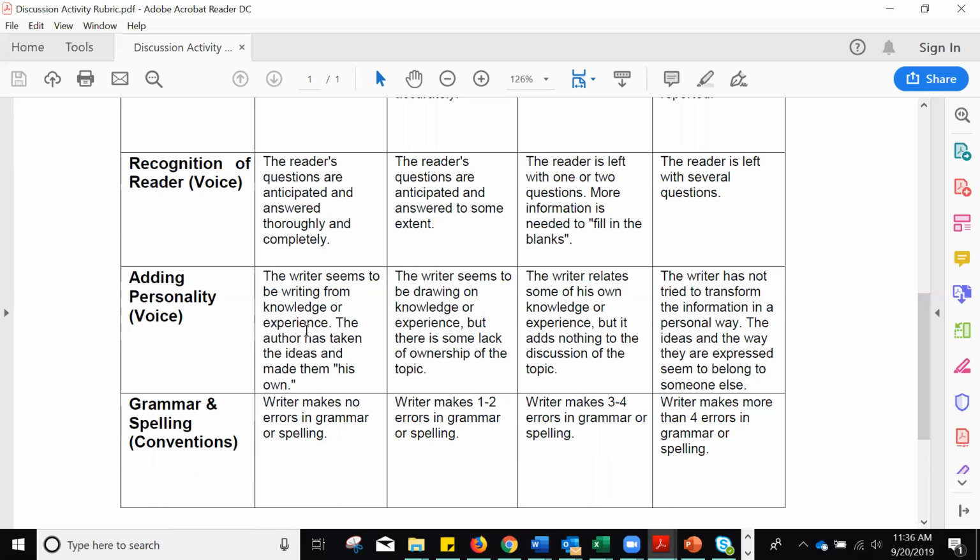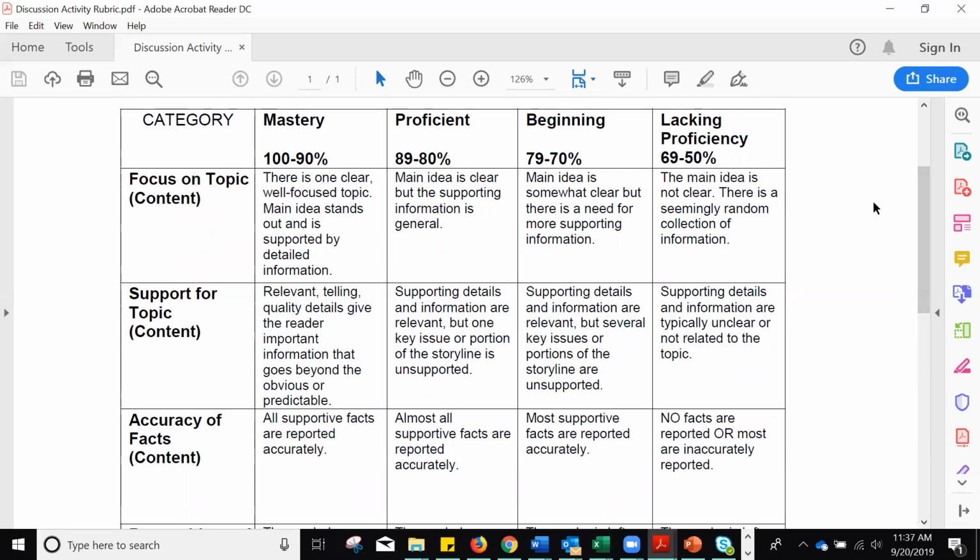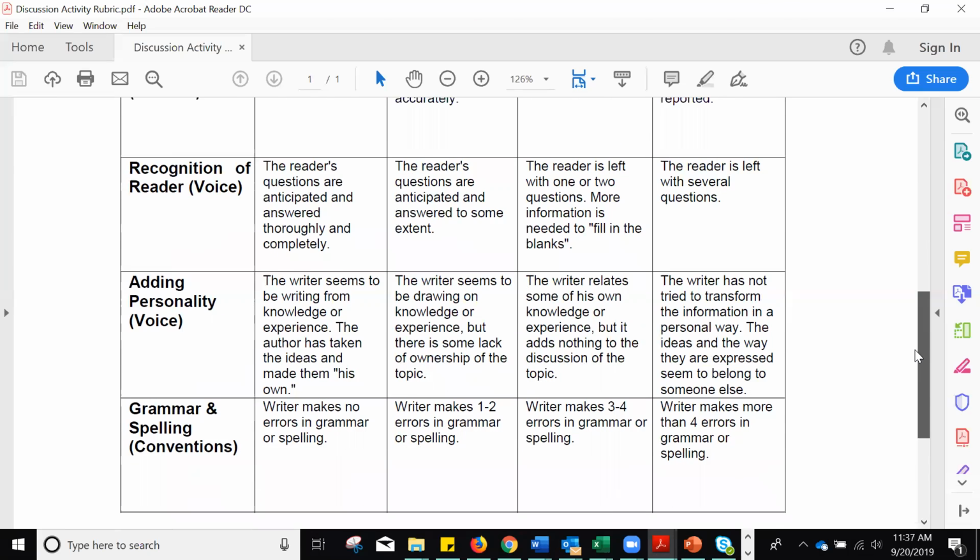And then lastly, you want to make sure that you make no errors in grammar or spelling. This is very important to your grade, is that you do not have any of those errors, because if you do, look across the rubric. If you are making 4 or more grammar or spelling errors, it actually qualifies as lacking proficiency. So please pay attention to that.